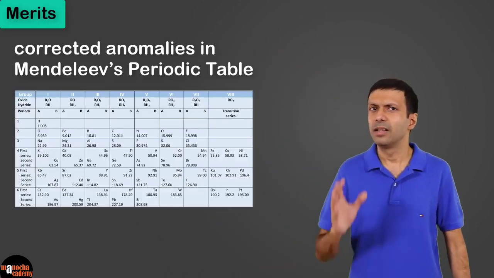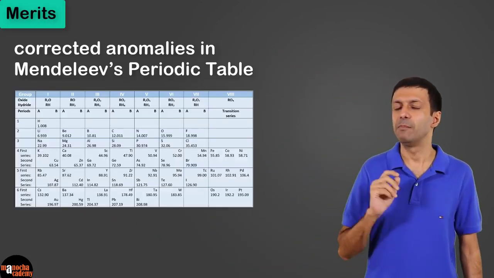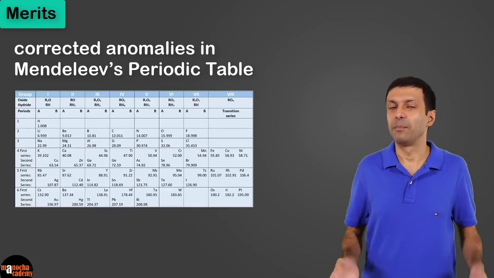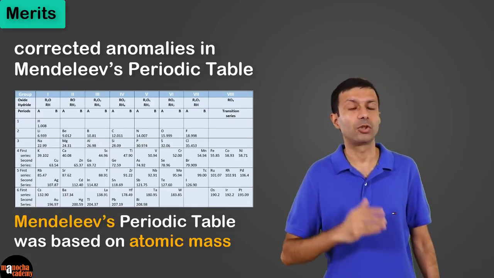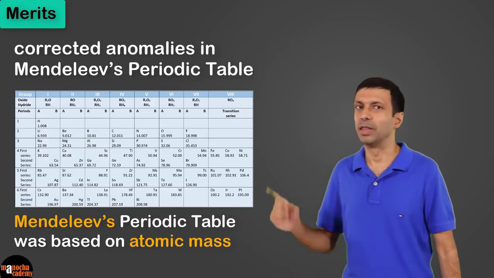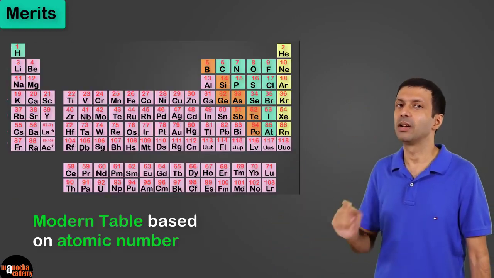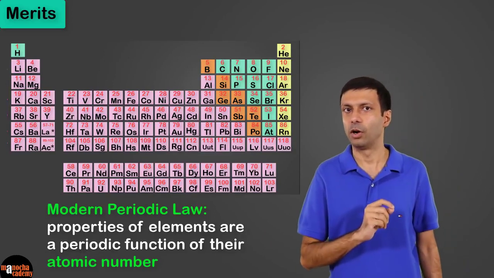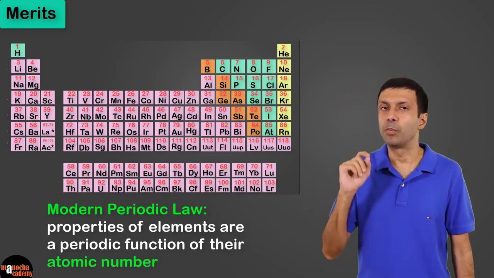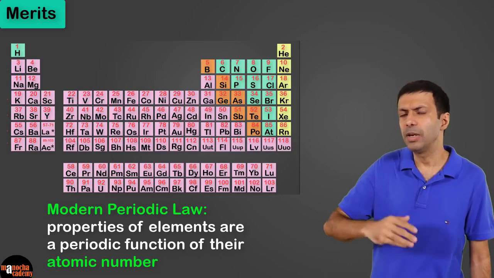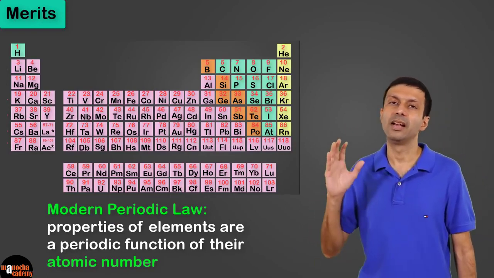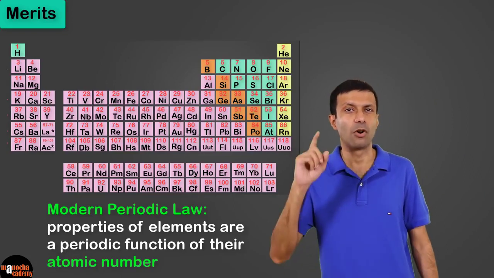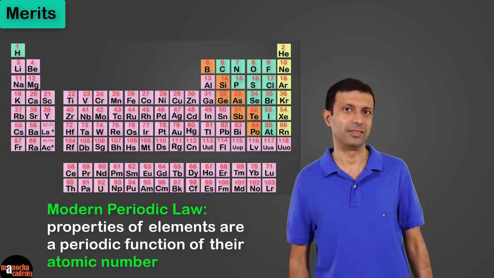The merits are that it corrected the anomalies in Mendeleev's periodic table. Now how did it do that? Because Mendeleev's table was based on atomic mass, but the modern table is based on atomic number. It's based on the modern periodic law, which states that the properties of elements are a periodic function of their atomic number. So let's take a look how the anomalies of Mendeleev's table were corrected.